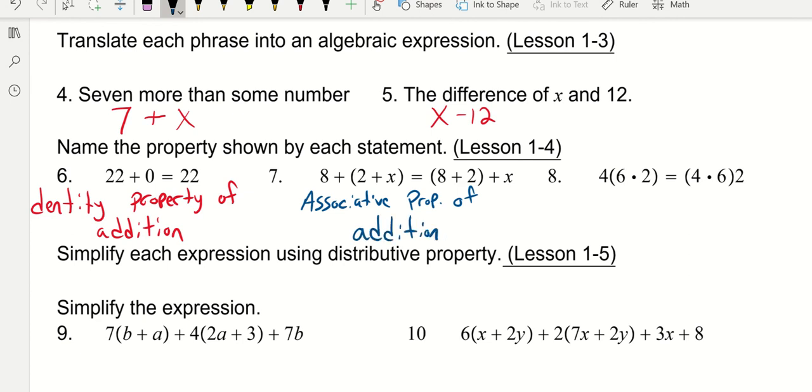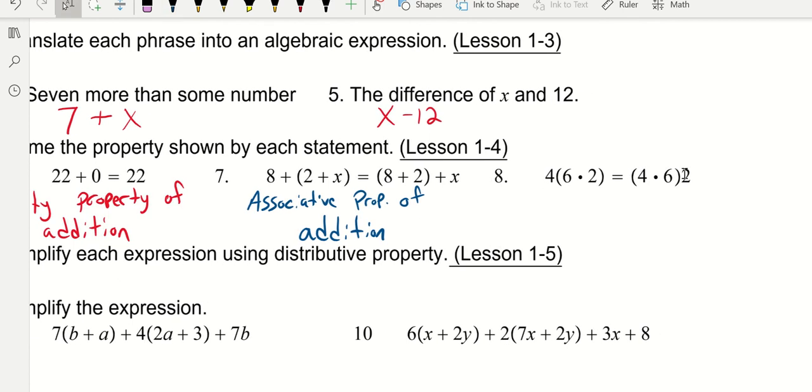Associative property deals with grouping. Commutative property deals with order. Associative grouping, meaning parentheses, commutative order. Number 8. 4 multiplied by 6 multiplied by 2. 4 multiplied by 6. This time 4 times 6 is in parentheses, multiplied by 2.